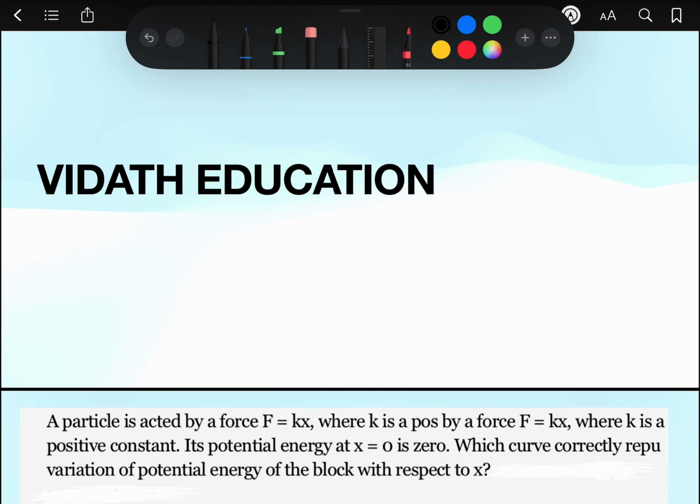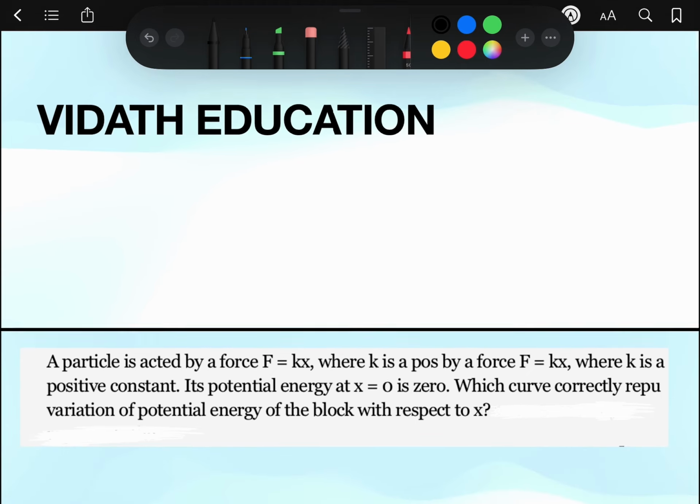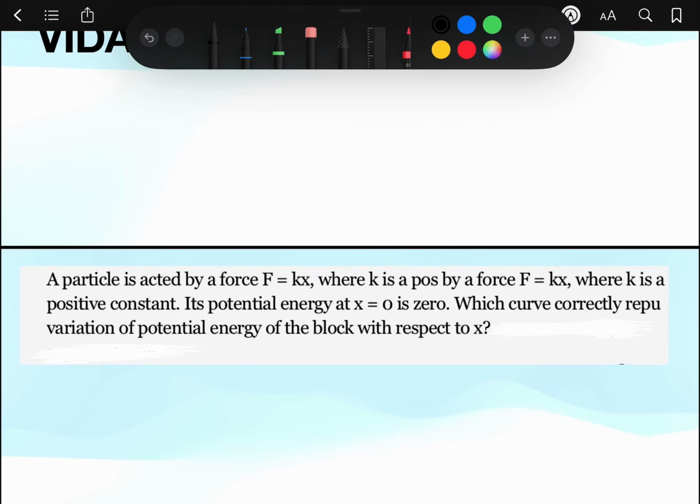So hello guys, this is another question from IIT JEE PYQ. The question is from the chapter work, power and energy. A particle is acted on by a force F = kx, where k is a positive constant, and it is given that this force is a conservative force, as we can see from the equation here.